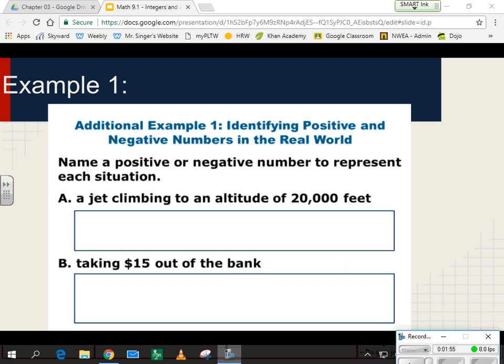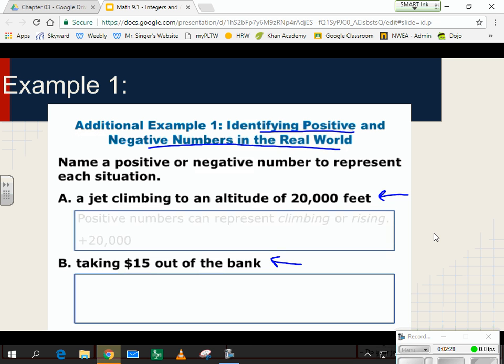So let's take a look here at an example of identifying positive and negative numbers in a real-world situation. So for your notes, you're going to want to write down example 1 and also what we're looking at here. So I'm going to want these in your notebook. So it says, name a positive or negative number to represent each situation. So the two we're going to look at here is a jet climbing an altitude of 20,000 feet and taking $15 out of the bank. Some pretty common ones if you fly or spend money.